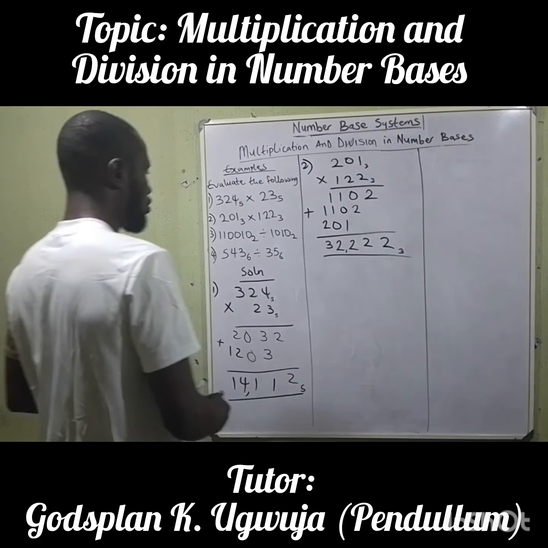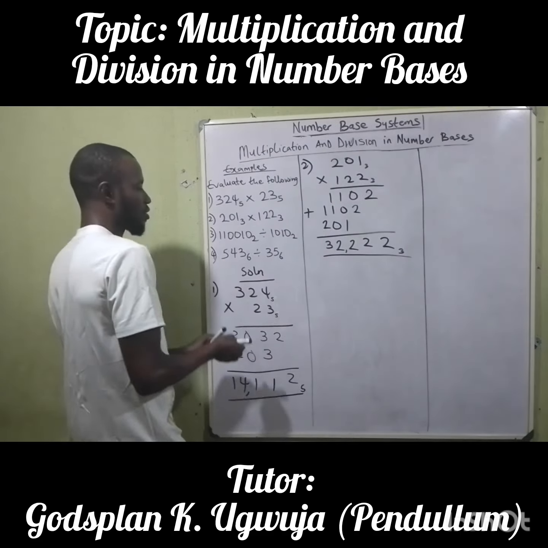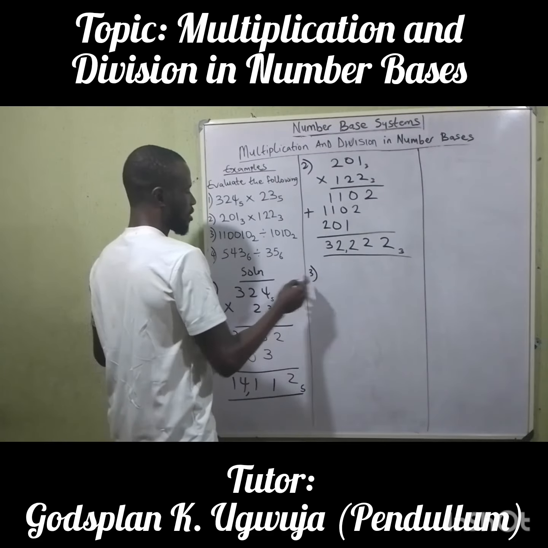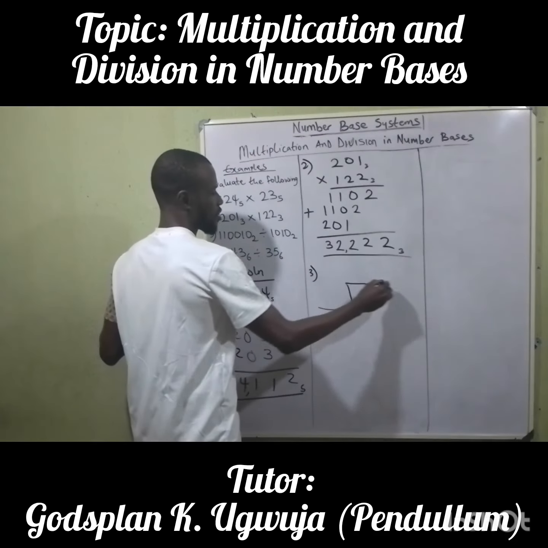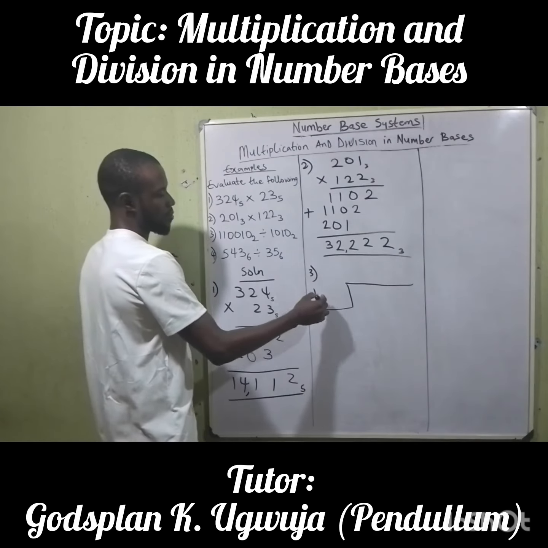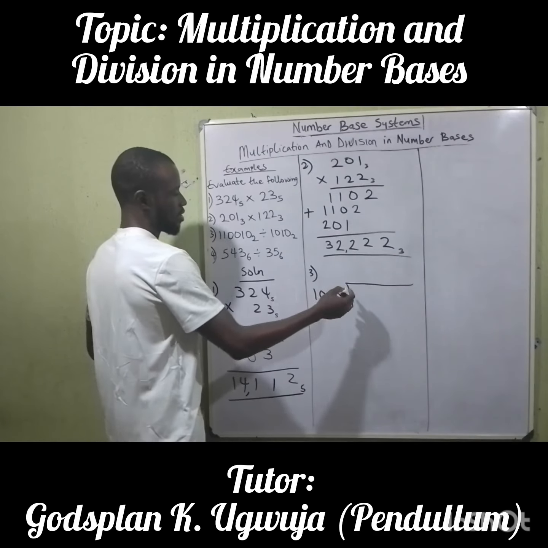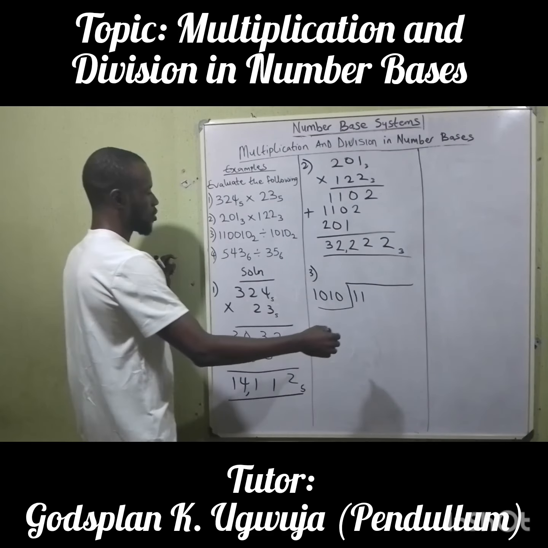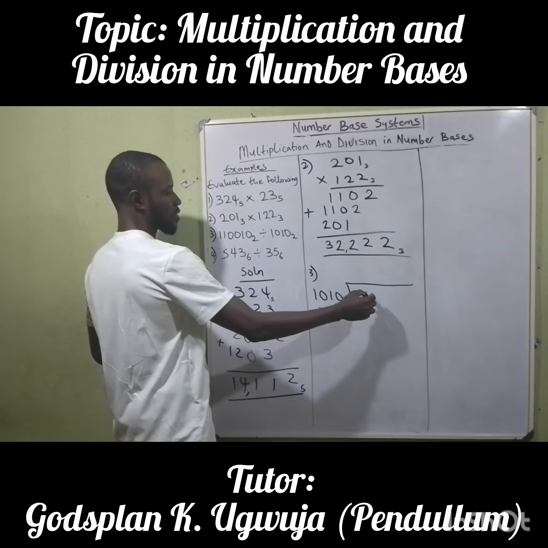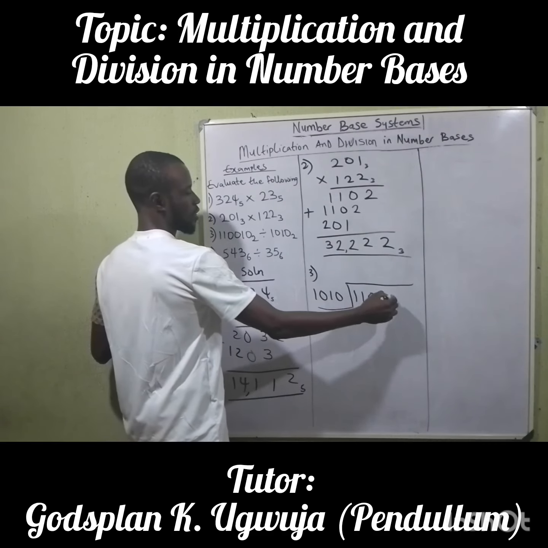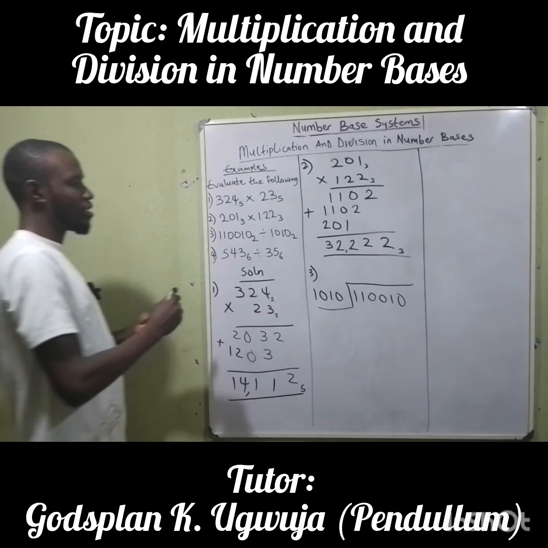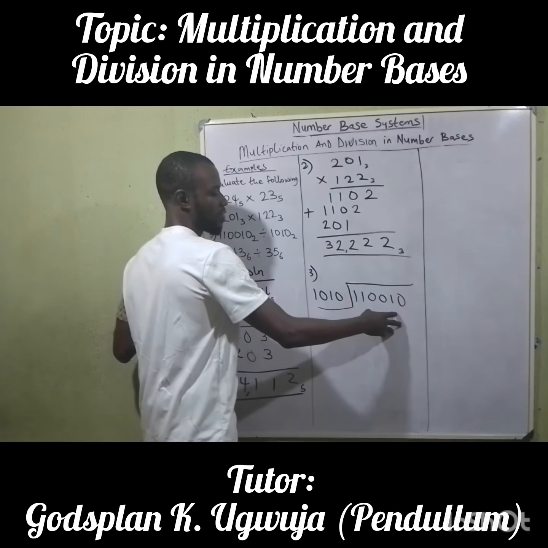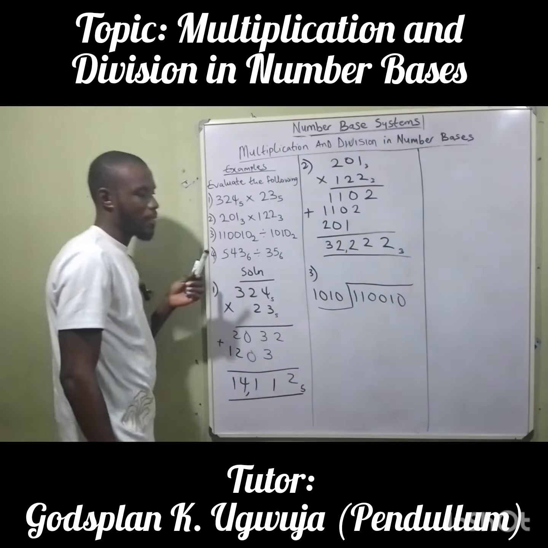Now let's look at division. This is where it gets tricky. In this case, we have to divide binary. Binary division is actually quite easy compared to other bases. So let's just look at this. We have to divide this. Now this is our dividend and this is our divisor.